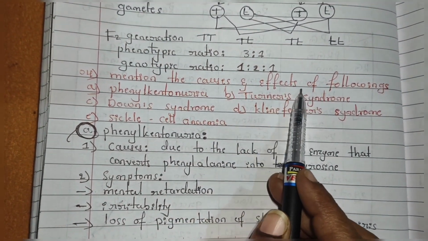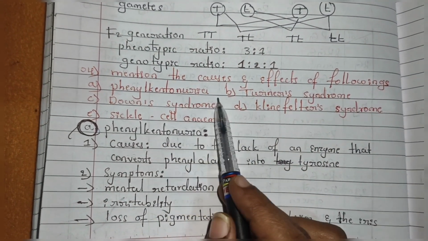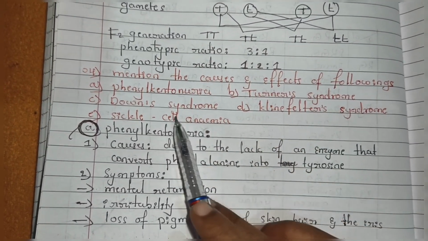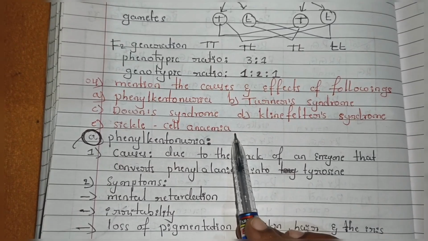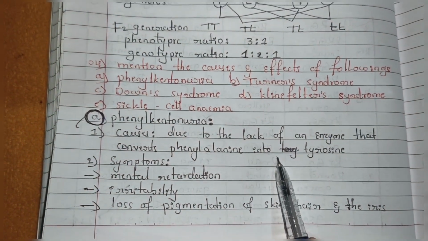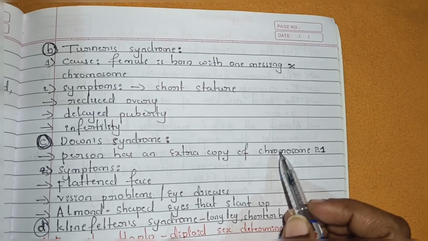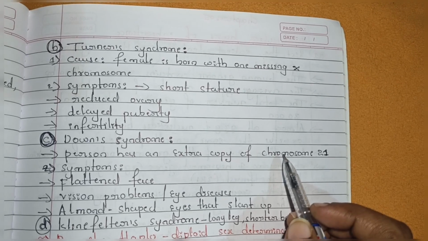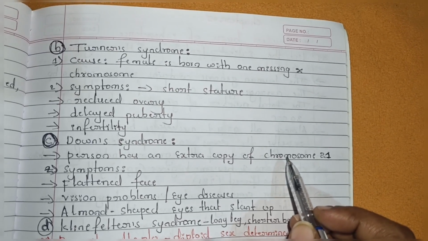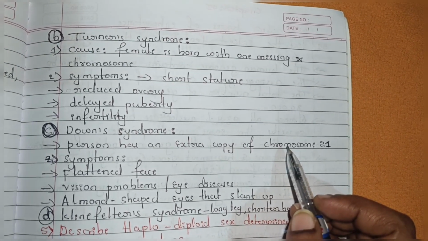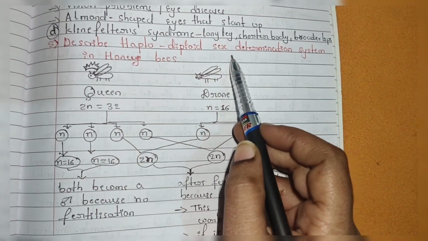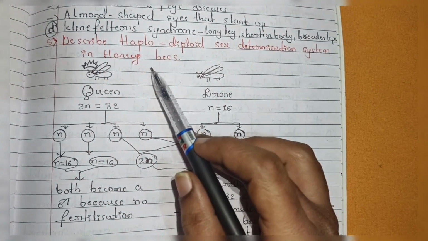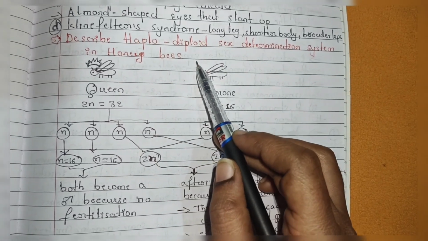mention the causes and effects of the following: phenylketonuria, Turner syndrome, Down syndrome, Klinefelter syndrome, and sickle cell anemia. These are the points, you read it. Students, once again I am repeating, if you study these questions and make them perfect, then 100% you will score more marks. Next, fifth question: describe the haplodiploid sex determination system in honeybees.